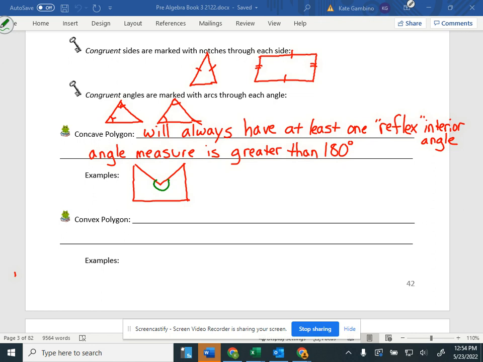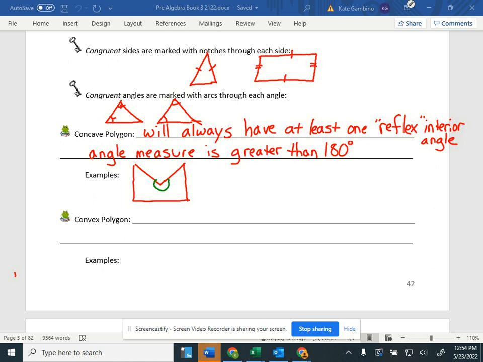So an obtuse triangle. Oh, greater than 180. Yeah, that's still less than 180 degrees. So it has to be greater than 180. That was a good question. Any other questions about concave polygons?